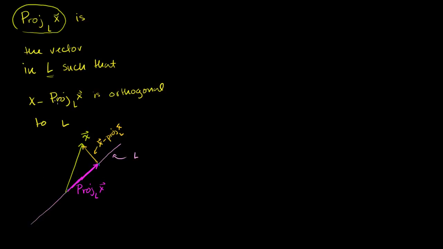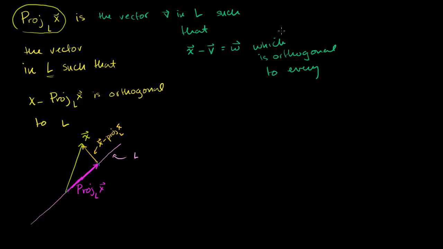Now, what's a different way that we could have written this? We could have written this exact same definition. We could have said it is the vector v in L such that x minus v, right? X minus the projection onto L, is equal to w, which is orthogonal to everything in L. Being orthogonal to L literally means being orthogonal to every vector in L. So I just rewrote it a little bit differently.